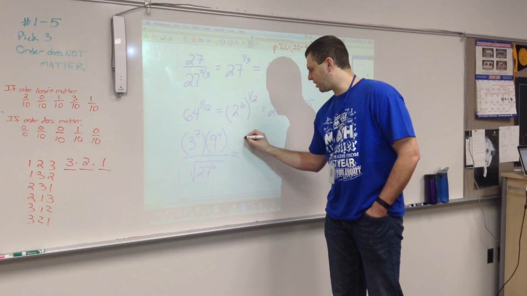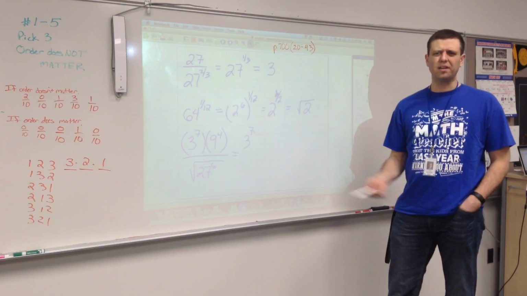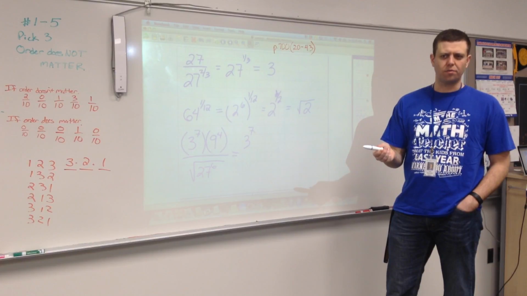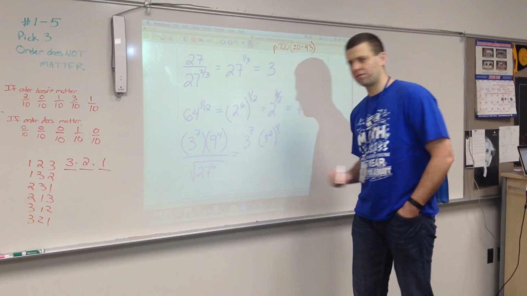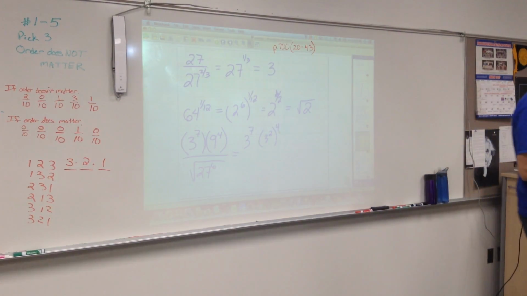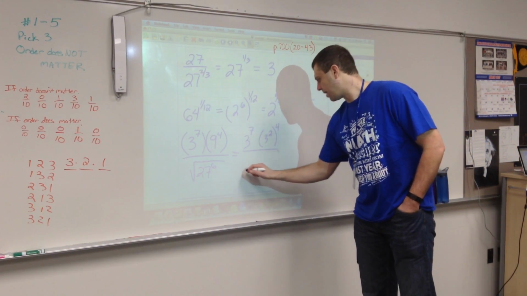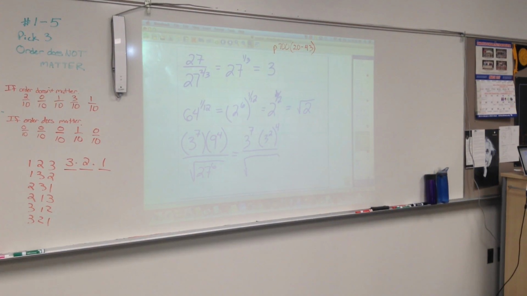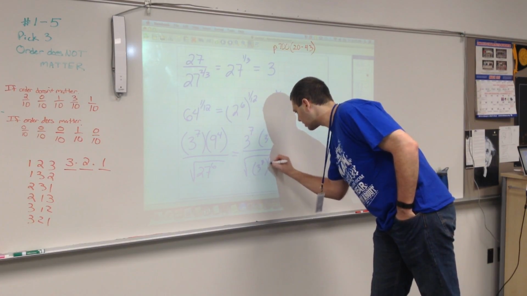So here I have 3 to the 7th, so I'm going to leave that alone. 9 to the 4th, what could I replace 9 with so it has a base of 3? 3 squared. So what I'm going to do is I'm going to write 3 squared to the 4th. Because that's the same thing as 9 to the 4th, right? Okay? And then on the bottom, I'm going to go to the square root of, what could I replace 27 with so it has a base of 3? 3 cubed. 3 cubed, or 3 to the 3rd. So I'm going to say 3 to the 3rd to the 6th.